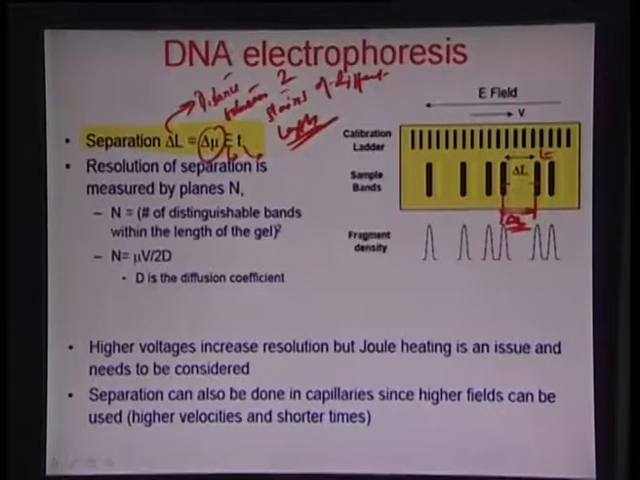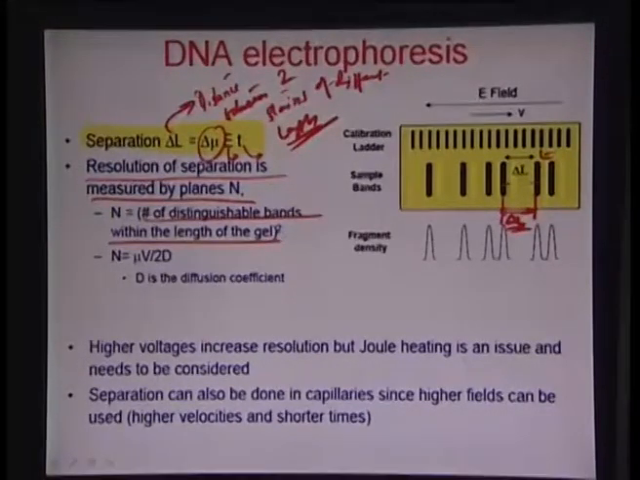So resolution of the separation is measured by plane number n, where n is the number of distinguishable bands within the length of the gel squared. So if you have, let's say, 100 to 1000 base pair DNA, and if you get exactly 10 distinguishable bands, or exactly 9 or let's say 8 distinguishable bands, so the resolution essentially is only 64. Okay, that's what it would mean.